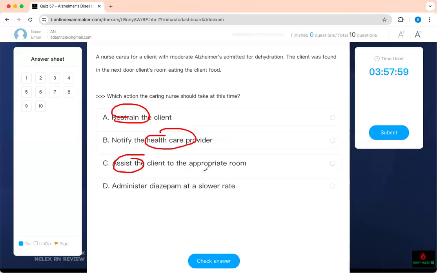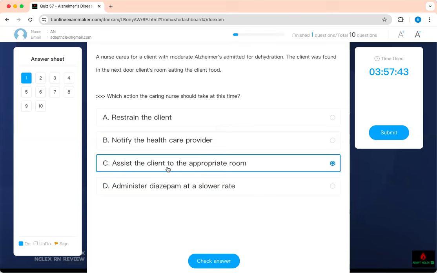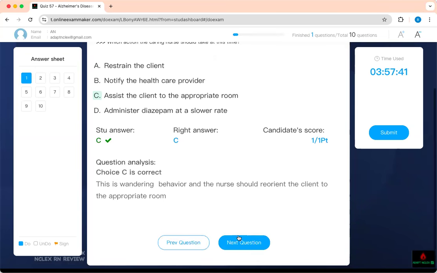Assist the client to the appropriate room. Yeah, this is not your room. This is your room. Redirection. Giving them volume is going to make them confused. Test taking strategy: go with the concept related to that disease process. This is more palatable. Okay.